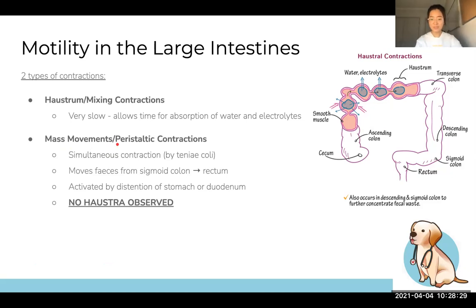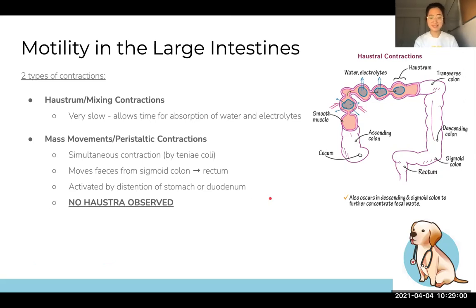And what happens is all the taeniae coli, which you should know from anatomy, simultaneously contract. At that point in time, all of the haustra, these blobs, disappear, because if you imagine elastic, if you pull it, all of those blobs are going to lengthen out. So during a mass movement, you are expected to see absolutely no haustra. And that causes everything to move towards the rectum.